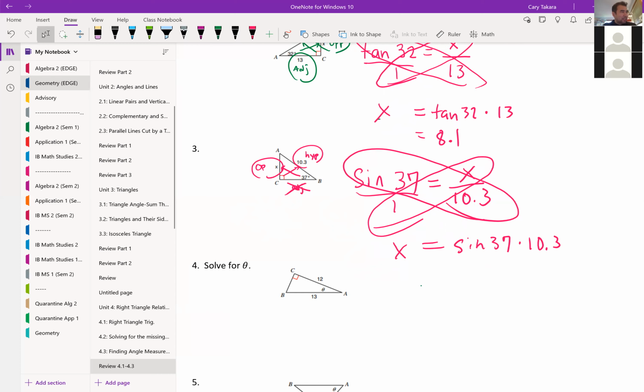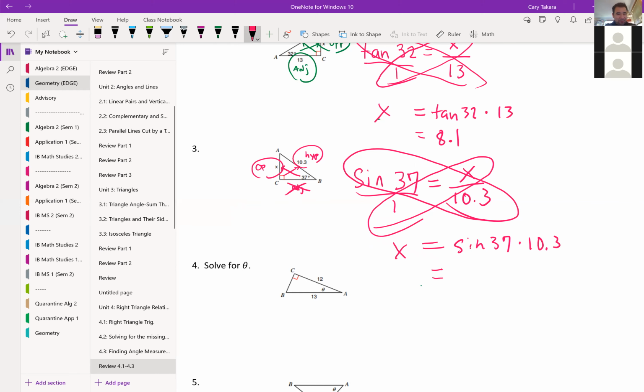Now, what do you see as the difference between number 3 and number 4 besides, I mean, the problem is different, but what's the main difference in terms of the type of problem? Number 4, what are we trying to figure out? We are trying to figure out the angle measurement, isn't it, right? And so, well, we'll get to that.